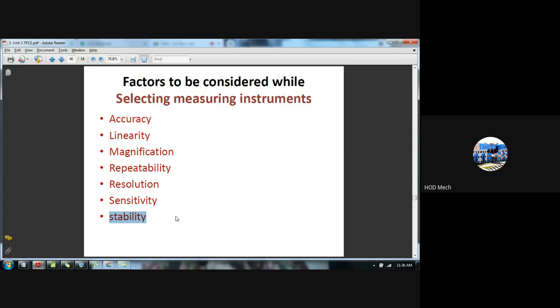Right? So these are some of the factors. Now I give you 1 minute of time. Just go through the terms of this factor. I will ask someone to recall it back. Just 1 minute of time. Please go through it.